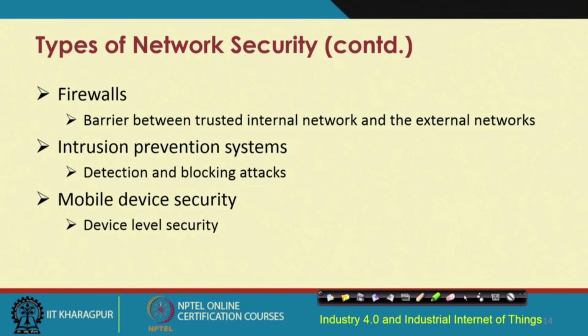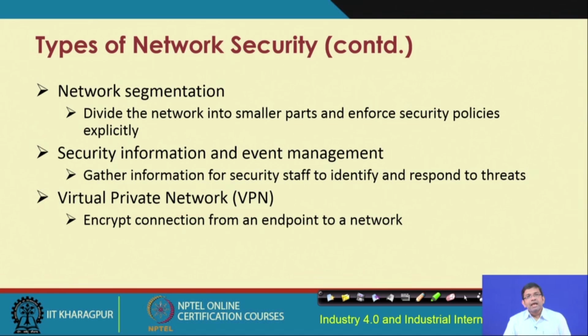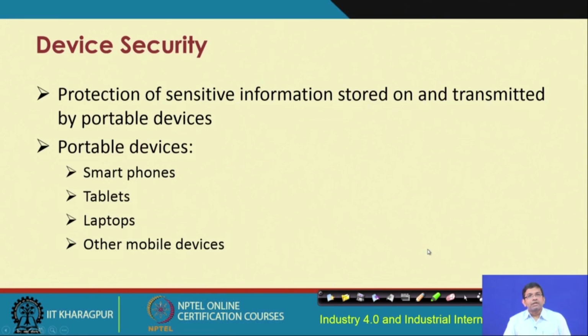Firewalls, intrusion prevention systems, intrusion detection systems, mobile device security, these are also other concerns of network security. Network segmentation, which is basically dividing the network into smaller parts and enforcing security policies explicitly in those different subdivided parts, that is network segmentation. VPN security, security information and event management, these are all the other concerns in network security.